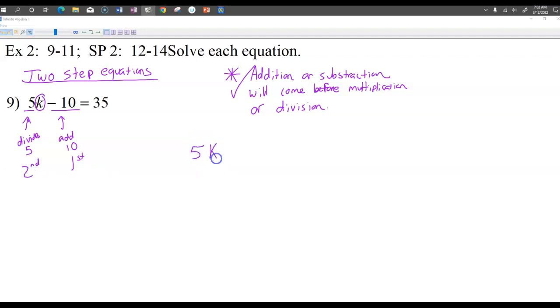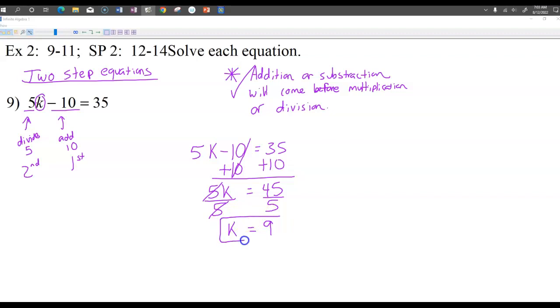Here we go. 5k minus 10 equals 35. So we said we were going to add 10 first, and then we were going to divide by 5 second. And there you have it. So that's a two-step equation. We added 10 first, and then we divided by 5.